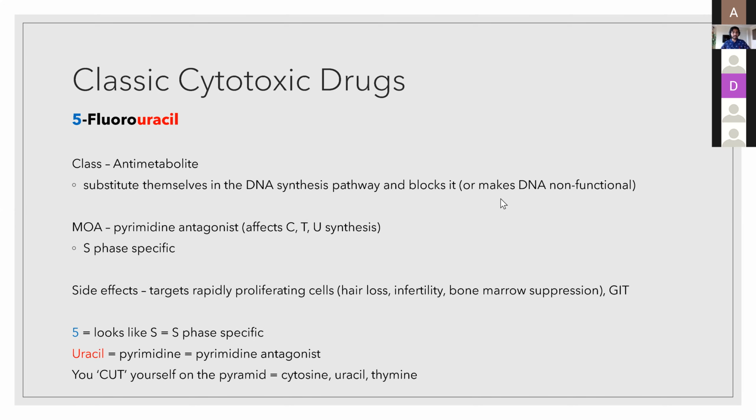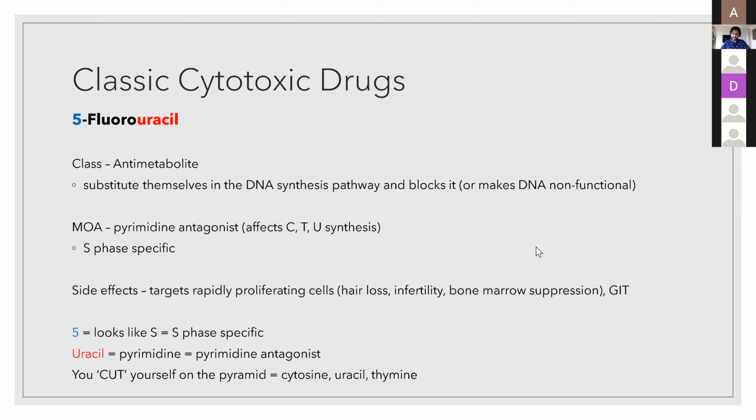Next, we have 5-fluorouracil. It's an anti-metabolite. So what these do is they substitute themselves in the DNA synthesis pathway and block it, making the DNA non-functional. This mode of action is a pyrimidine antagonist, so pyrimidine bases. So we're looking at cytosine, thymine, uracil, and it's S-phase specific in the cell cycle.